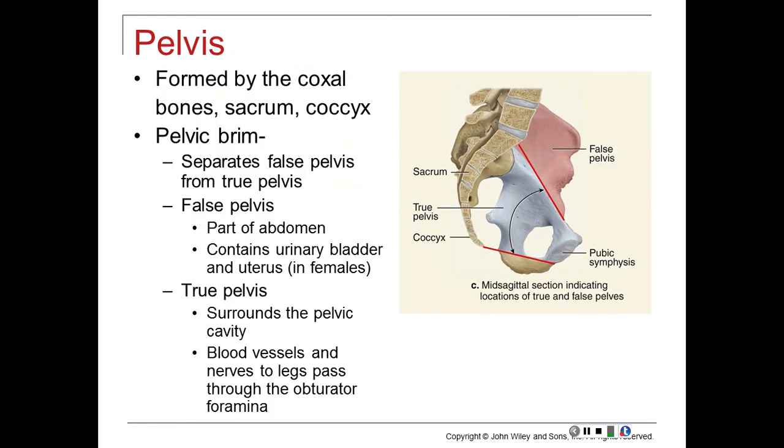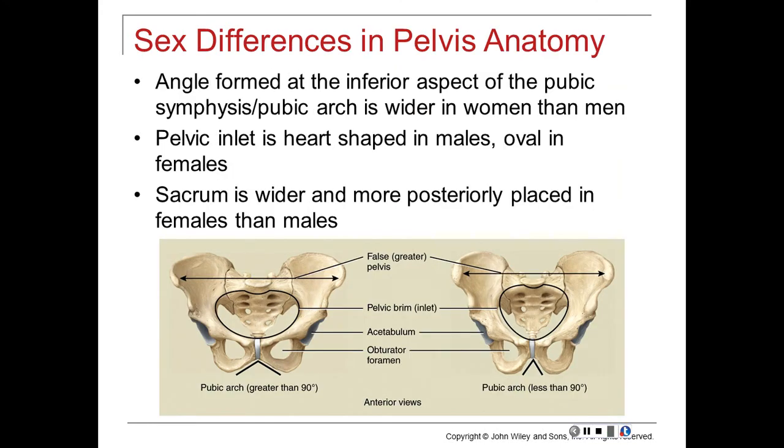So our pelvis, as I mentioned, is formed by those coxal bones, the sacrum, and the coccyx itself. The pelvic brim is separating the false pelvis from the true pelvis. So the false pelvis is actually part of your abdomen. This is where the urinary bladder and uterus would be. That's what we tend to think of as our pelvic region. The true pelvis actually surrounds the pelvic cavity. This is where large blood vessels get to our legs. This is kind of the deeper areas that you wouldn't necessarily be able to feel from the exterior.